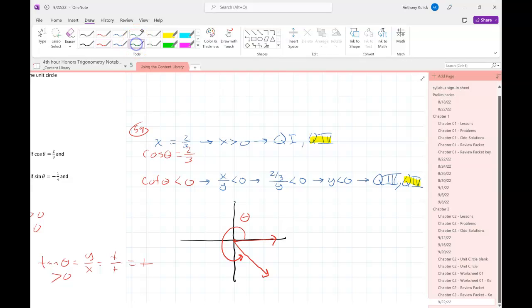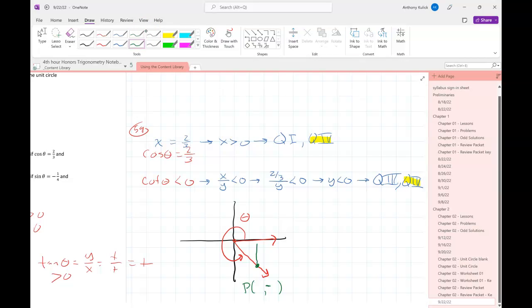Okay. What I'm going to do now is shift to the point on the terminal side of a standard position angle definition. I know that the x-coordinate is 2/3. Well, let's not even write that part yet. I know the x-coordinate is positive, and I know the y-coordinate is negative because we're in quadrant 4. Cool with that?